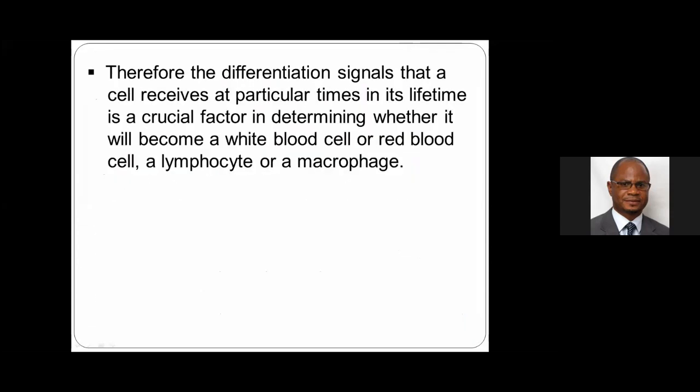Okay. So the differentiation signal that the cell received at a particular time in its lifetime is a crucial factor, the signal you receive, in determining whether it will become a white blood cell or red cell or a lymphocyte or a macrophage. The signal is what determines it. In this case, signal referring to the growth factors and then the cytokines.